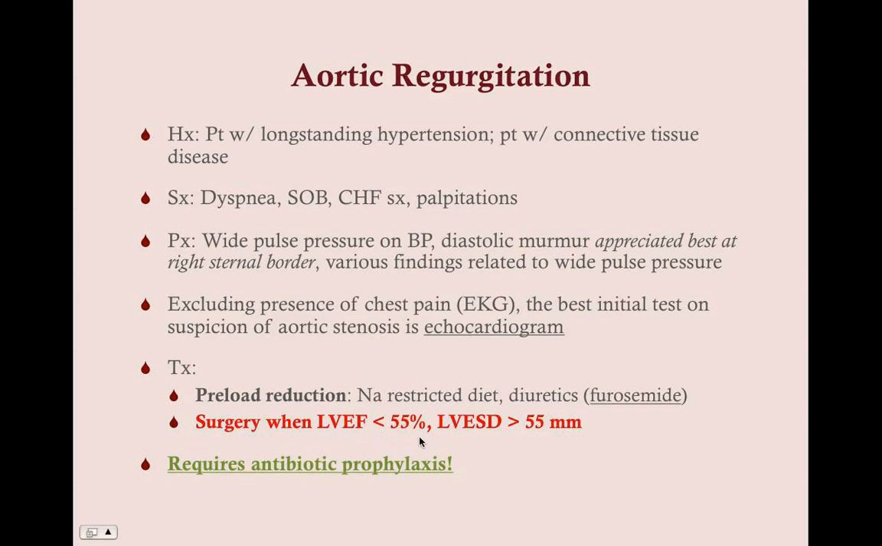So less than 55%, greater than 55 millimeters. Either or, it doesn't have to be both. And patients with any aortic defect, they need antibiotic prophylaxis.